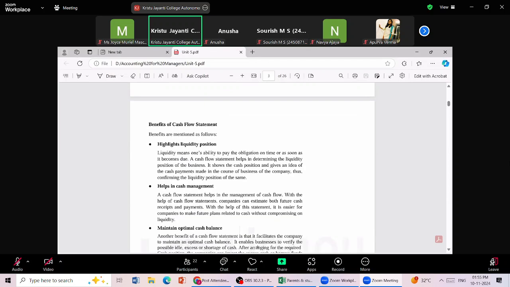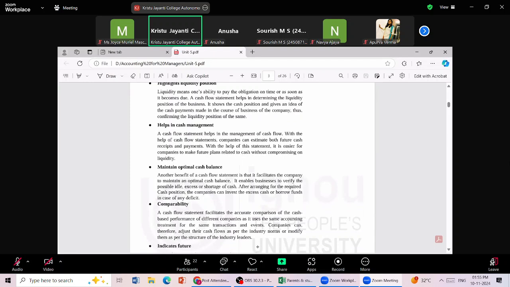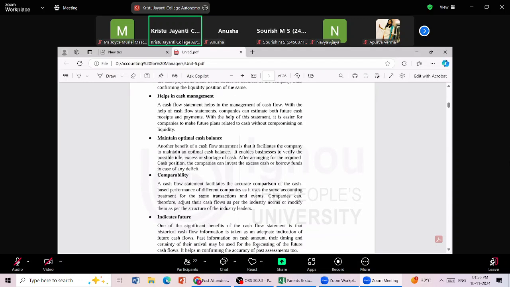Even at the time of liquidating, it can show how far the company is in a position to pay off all the debts. So the benefits of having a cash flow statement: it highlights the liquidity position of a company. You can understand what my current cash position, current cash status is. It helps us study the liquidity of the company, and it helps in cash management. With the cash flow statement, the company can estimate the future cash receipts and payments.